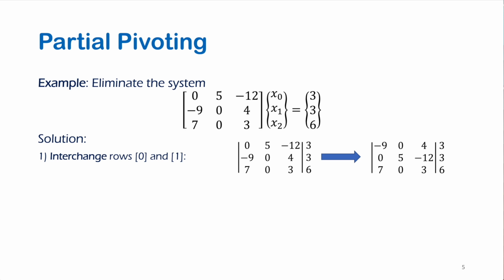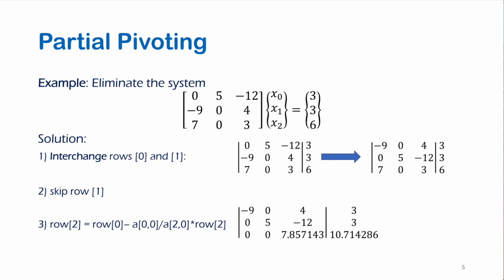After replacement, the zero element is now in the pivot column of row 1. So we skip the elimination process for that row. By eliminating the last row, we get zeros for all elements under the main diagonal, as we see here.